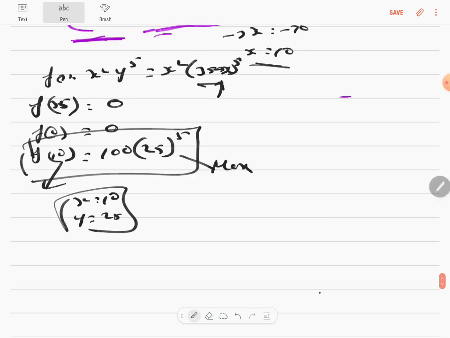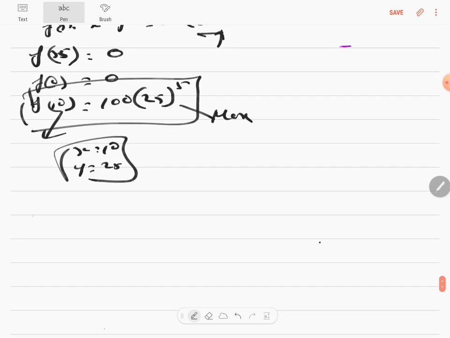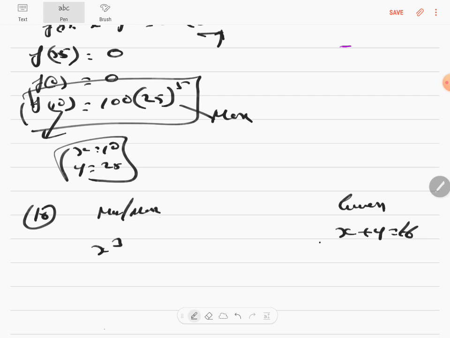It's sum number 16. What is the question? Find the two positive numbers whose sum is 16. So given x plus y is equal to 16 and the sum of their cubes is maximum. What is minimum or maximum? Minimum, maximum, we are doing verification. So x cube plus y cube is your function.